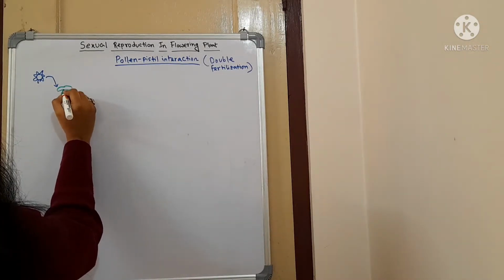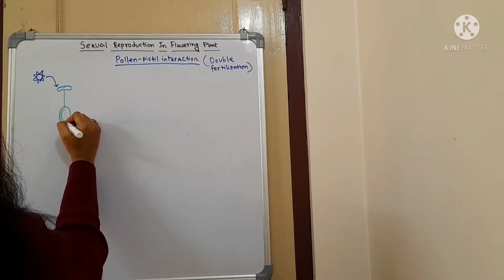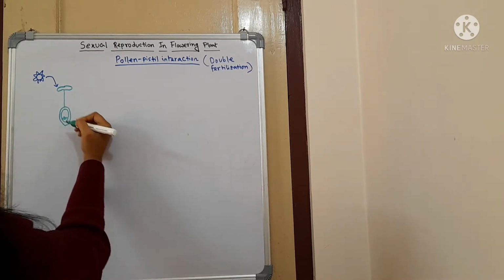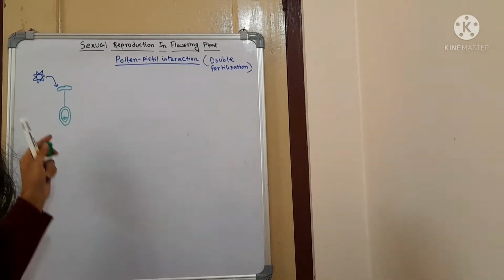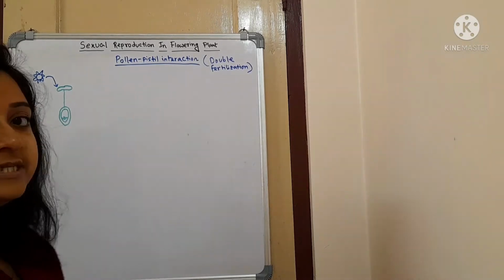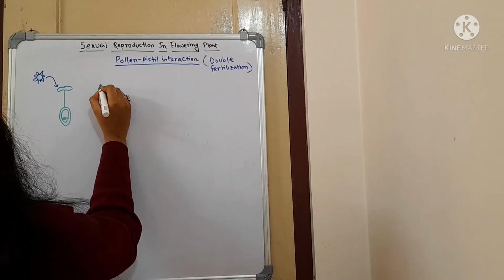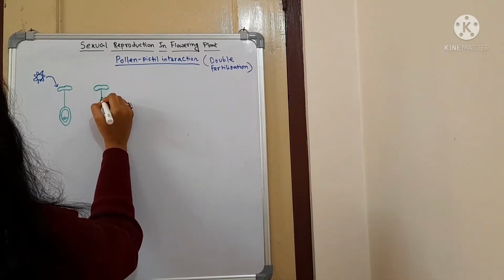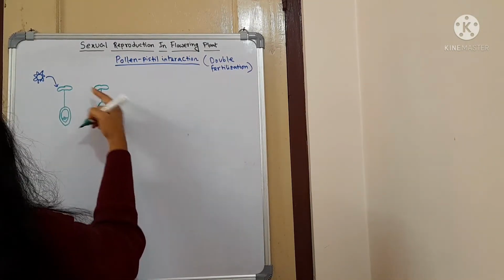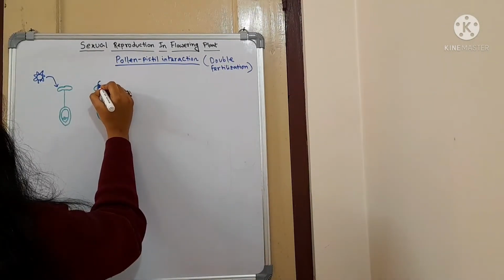So say for example this is the stigma, style, and this is the ovary inside which there is the embryo sac which has already been formed, and inside which the egg apparatus and synergids, everything is present over there, right? So the pollen grain will come and fall on the stigma. After falling on the stigma of the flower, if this is of the same species, then the pollen grain will start to germinate.